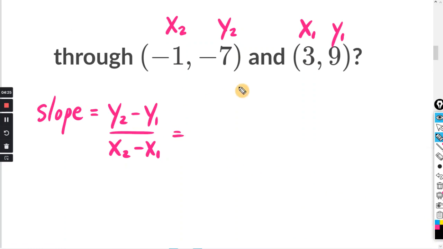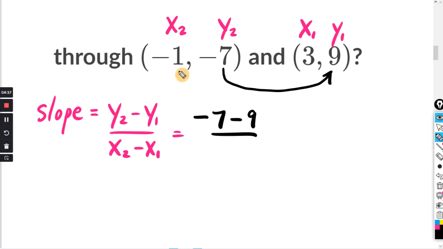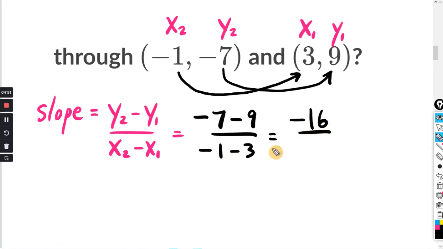So y2 minus y1, we're going to do negative 7 minus 9. And then x2 minus x1, we're going to do negative 1 minus 3. Okay, negative 7 minus 9 is negative 16. Negative 1 minus 3 is negative 4. Negative 16 divided by negative 4 is 4.